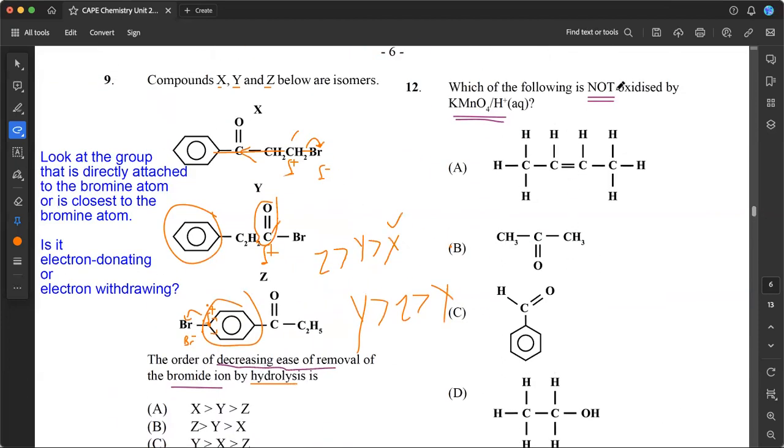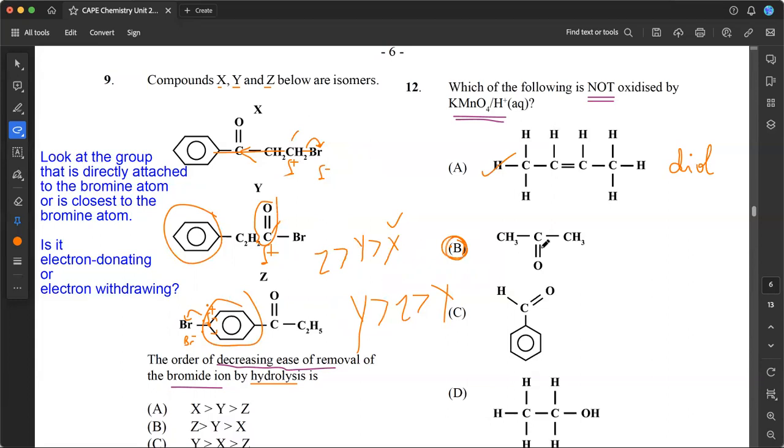Question 12 says, which of the following is not oxidized by potassium permanganate that's acidified, right? So we know that alkenes can be oxidized, right? And those would give us a diol, right? So that would form a diol when oxidized. So we know that this is going to be oxidized. A ketone, no, ketones can't be oxidized because remember what oxidation is? Oxidation is the removal of hydrogen, right? And the addition of oxygen. And so there are no oxidizable hydrogens here. And so B is the answer here.